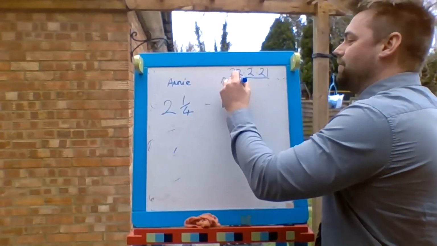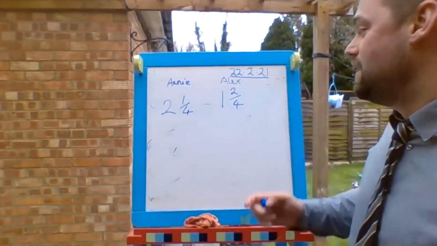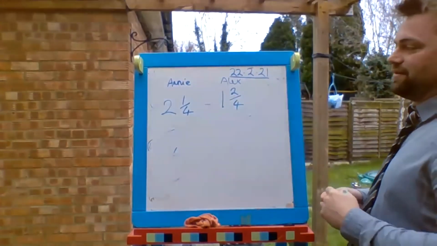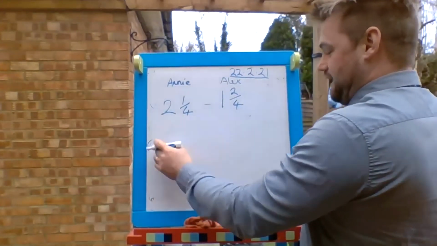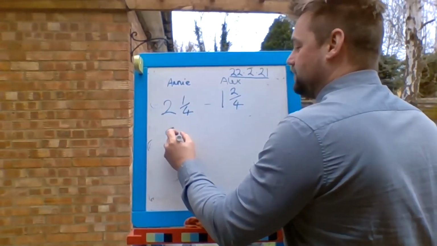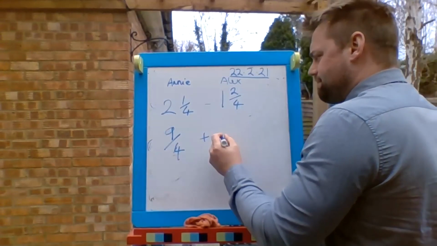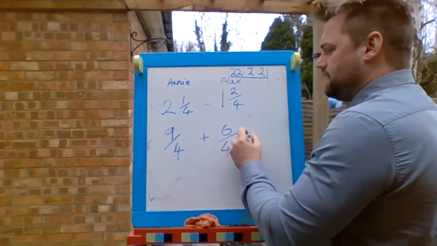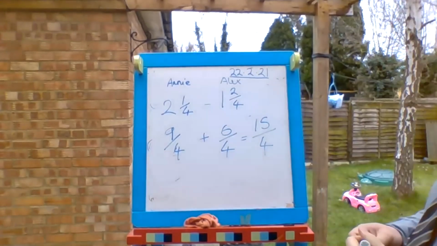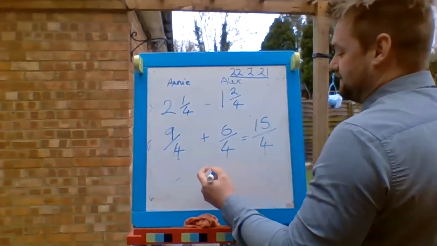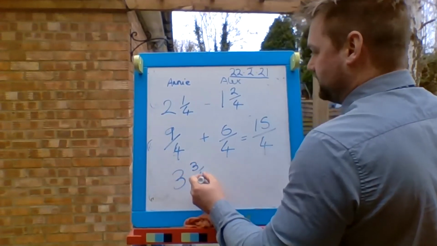So now we've worked out how much Alex has played for. Now the question actually says how much time do they spend in total. So now we need to add these two values together. So all we need to do, we can turn them into improper fractions if you want to. That may make it easier for you. Which is 15 over 4, and then that as a mixed number would be 3 3/4.